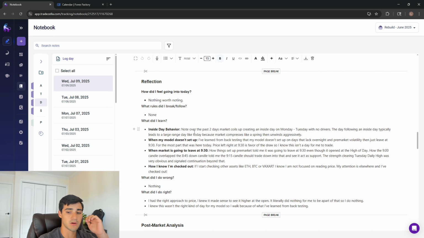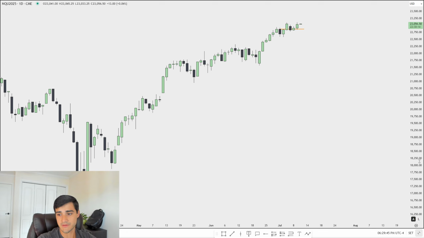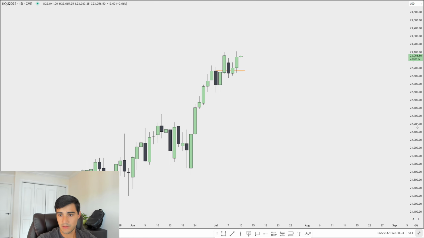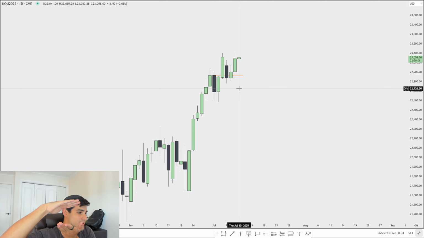Inside day behavior. Over the past 2 days, the market is coiling up on the daily time frame. You can see it in the lower time frame, how the range of this candle is small. The range of this candle is smaller. It's like the market is compressing like a coil before it's released, right?